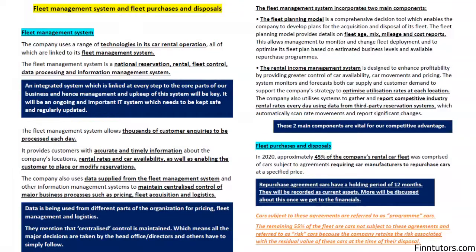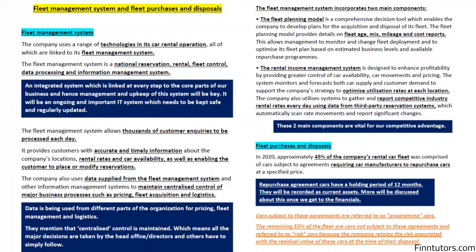The company also utilizes systems to gather and report competitive industry rental rates every day using data from third party reservation systems, which automatically scan rate movements and report significant changes. So, under your fleet management system, which is a mixture of all the different data points gathered in one place, there are two main components: the fleet planning model and the rental income management system.